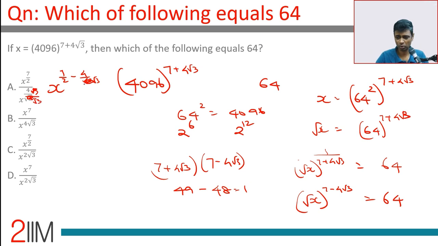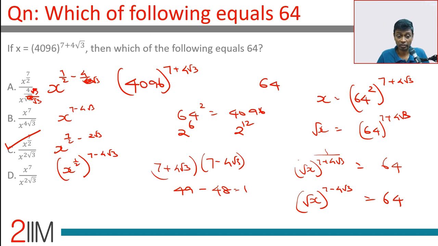This is x power 7 minus 4 root 3. This is also incorrect. It should be square root of x power 7 minus 4 root 3. This is x power 7 by 2 minus 2 root 3. Yep. This is x power 1 by 2 whole power 7 minus 4 root 3. This choice works brilliantly. Choice A, if it had been 4 root 3, we would have exploded. It is 4 by root 3. So we don't have to worry about it. Choice C takes us to x power 7 by 2 minus 2 root 3, or x power half whole power 7 minus 4 root 3.